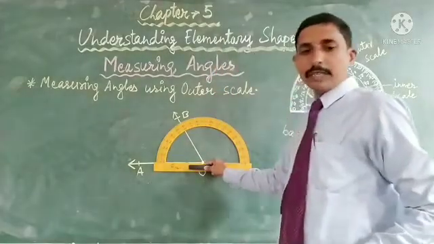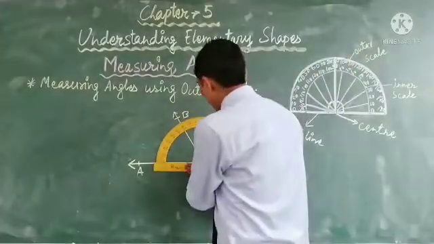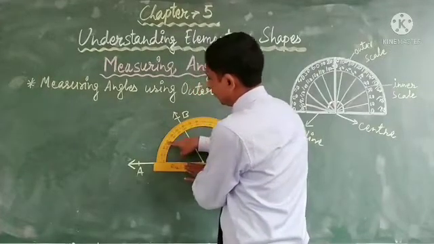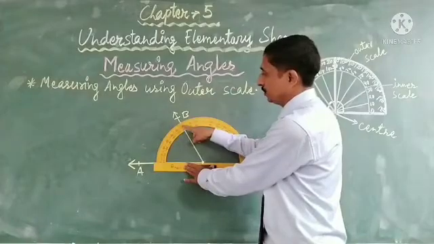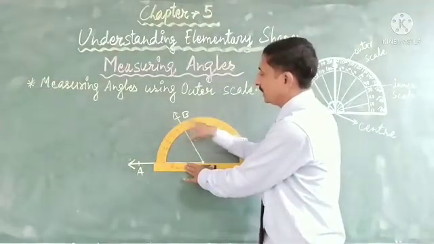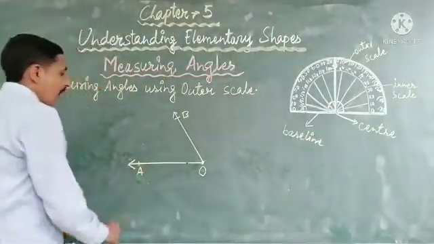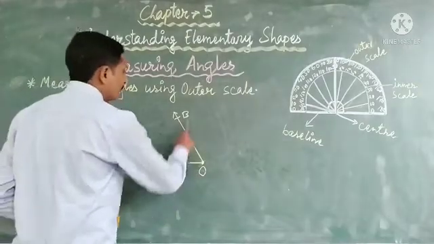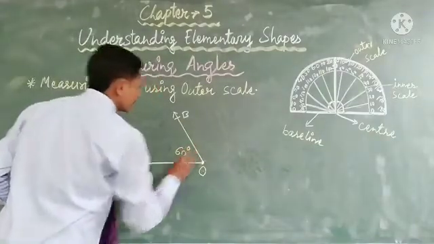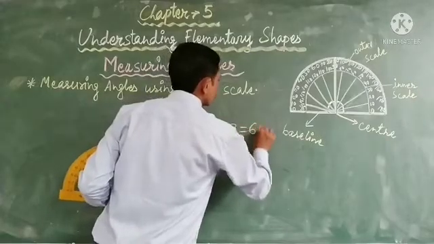The next part we have to do is read the marking where the other arm OB cuts. You see, 0 degree, 10 degree, 20 degree, 30 degree, 40 degree, 50 degree, 60 degree. You see, the cut is on 60 degree. So the measurement of this angle using the outer scale is angle AOB equals 60 degree. So we can write angle AOB equals 60 degree.